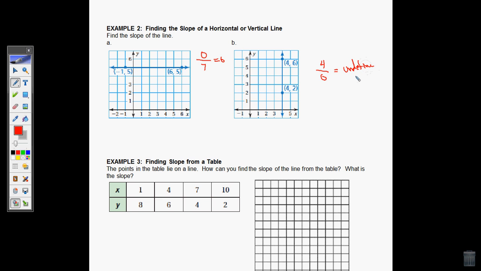We call this slope undefined. We call this slope a slope of 0 because you can split 0 into different parts. It's simply just 0. So this slope equals 0. This slope is undefined. Vertical slope is undefined. Horizontal is 0. Vertical is undefined.